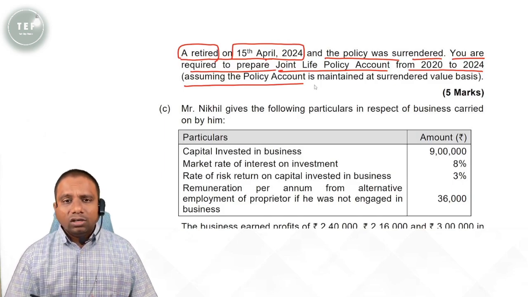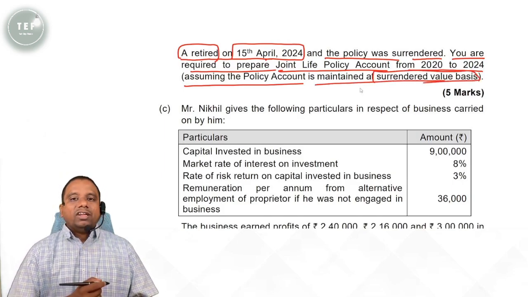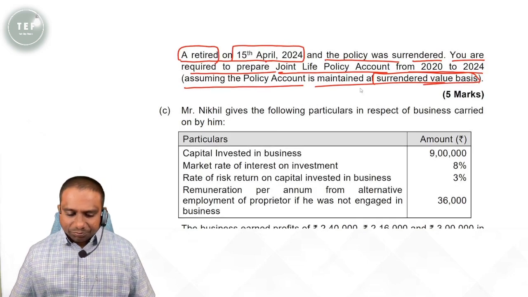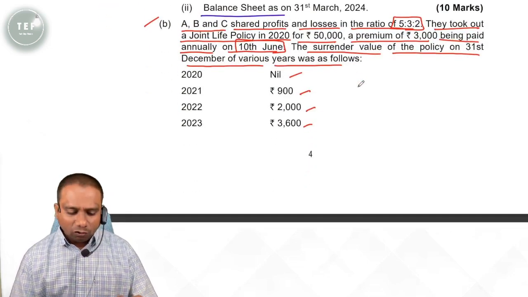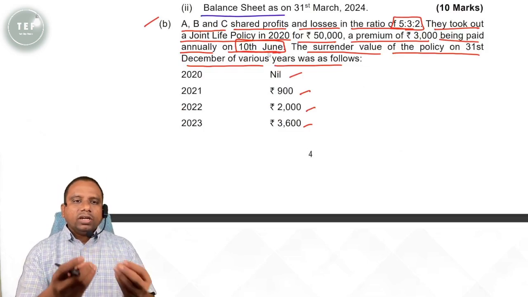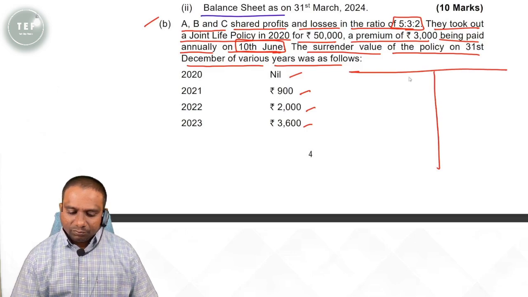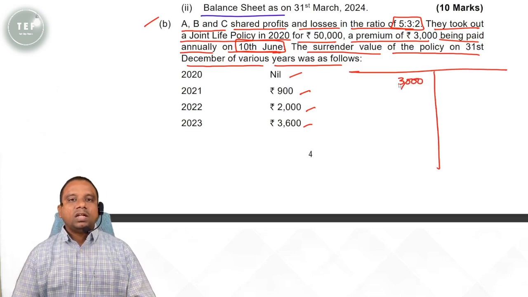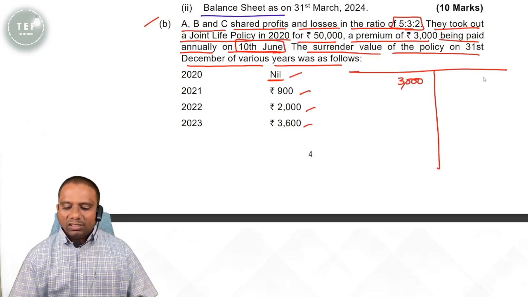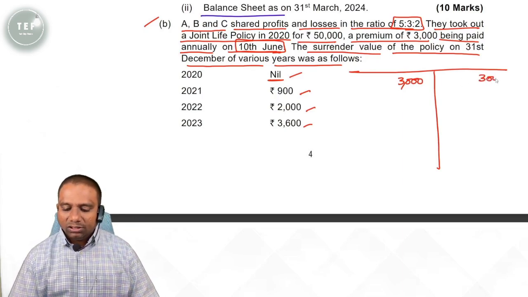Here they are following the surrender value basis. That means first you prepare the joint life policy account. What is the entry for payment of the policy premium on 10th June? Joint life policy account debit, to bank account. How much, students? 3,000 rupees. At the end of 2020, balance this account. The surrender value is nil, so the total amount is transferred to the profit and loss account.